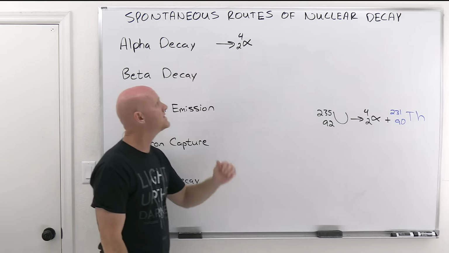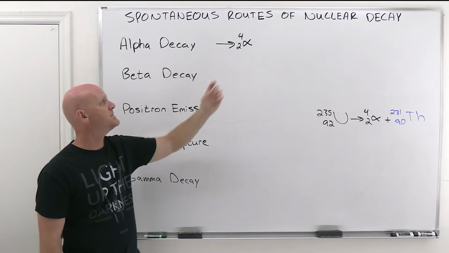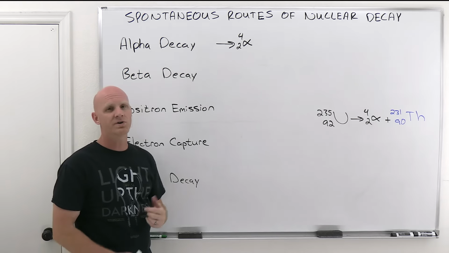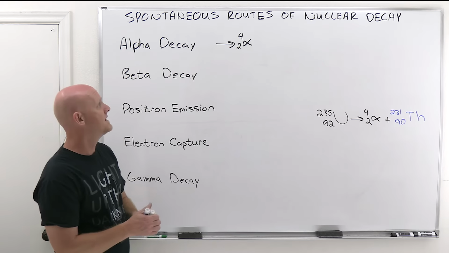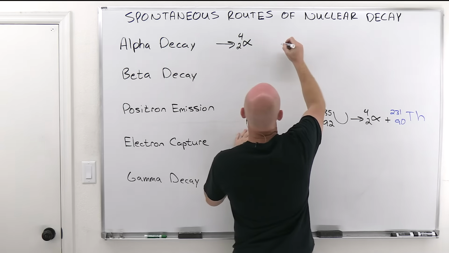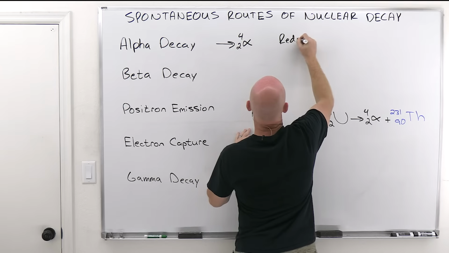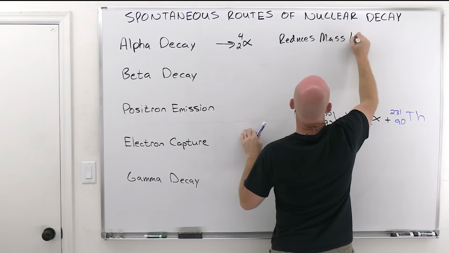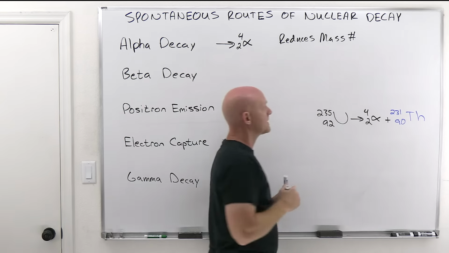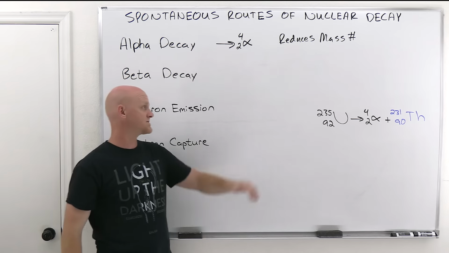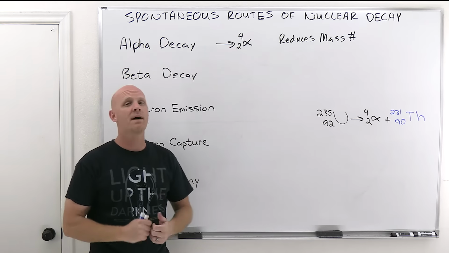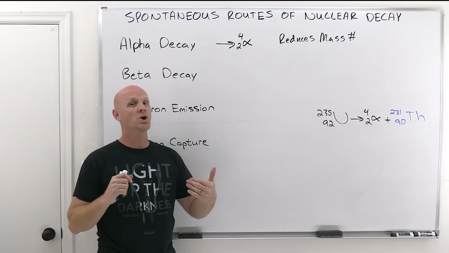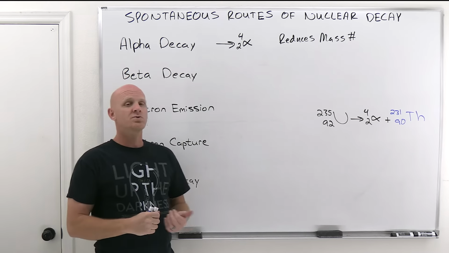So alpha emission, again, always involves the emission of an alpha particle, so it's going to be on the product side in every case. Now, what you need to know about this is that it actually reduces the mass number. And the reason that's important is because it's the only one that does. All the rest of these don't affect the mass number of a nuclide at all. So why in the world would you want to reduce the mass number?